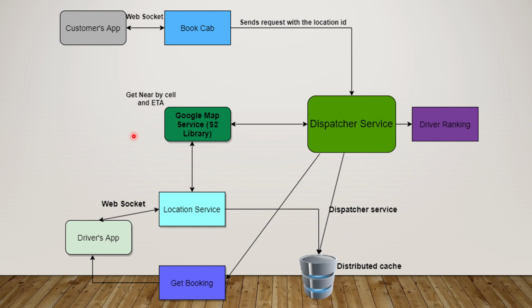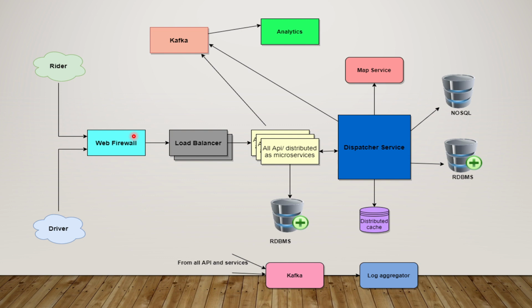So now what we need to do is go one step down and come up with the complete system design of this particular application. So that will be the sneak peek that we had initially. If you see here, we have a rider, we have a driver, there is a firewall, load balancer, a bunch of APIs, RDBMS, dispatcher service, map service, analytics, Kafka, all those things. Let's see how all these are connected, or how these things can be put together.